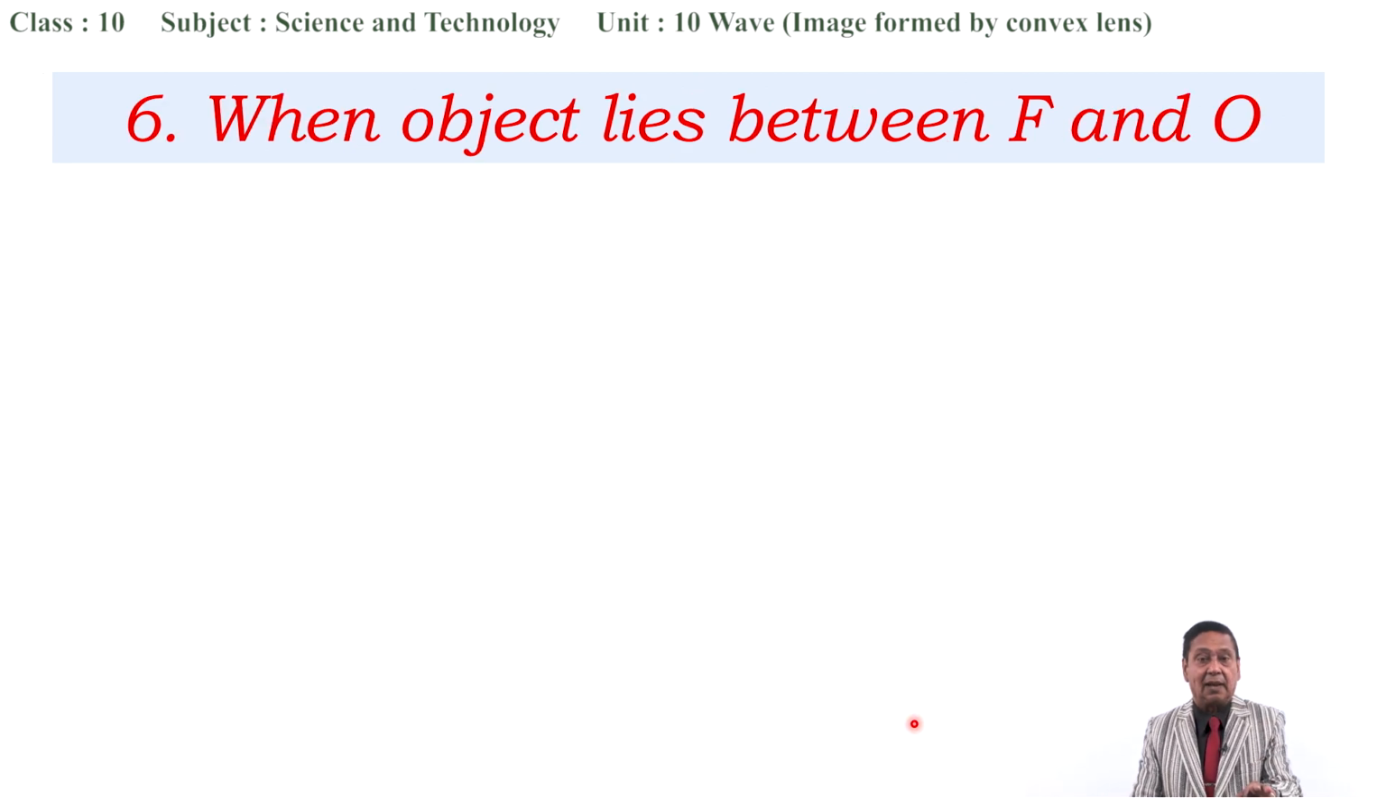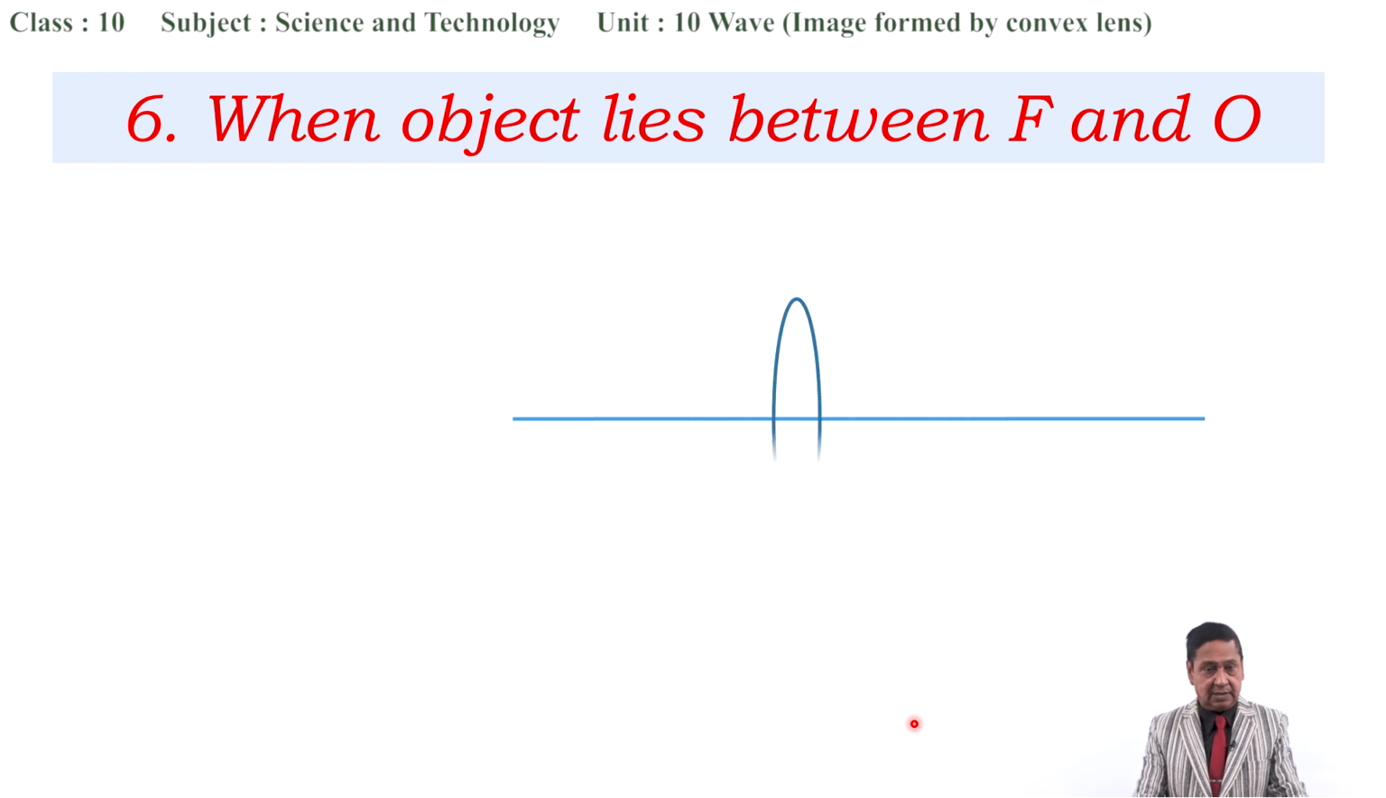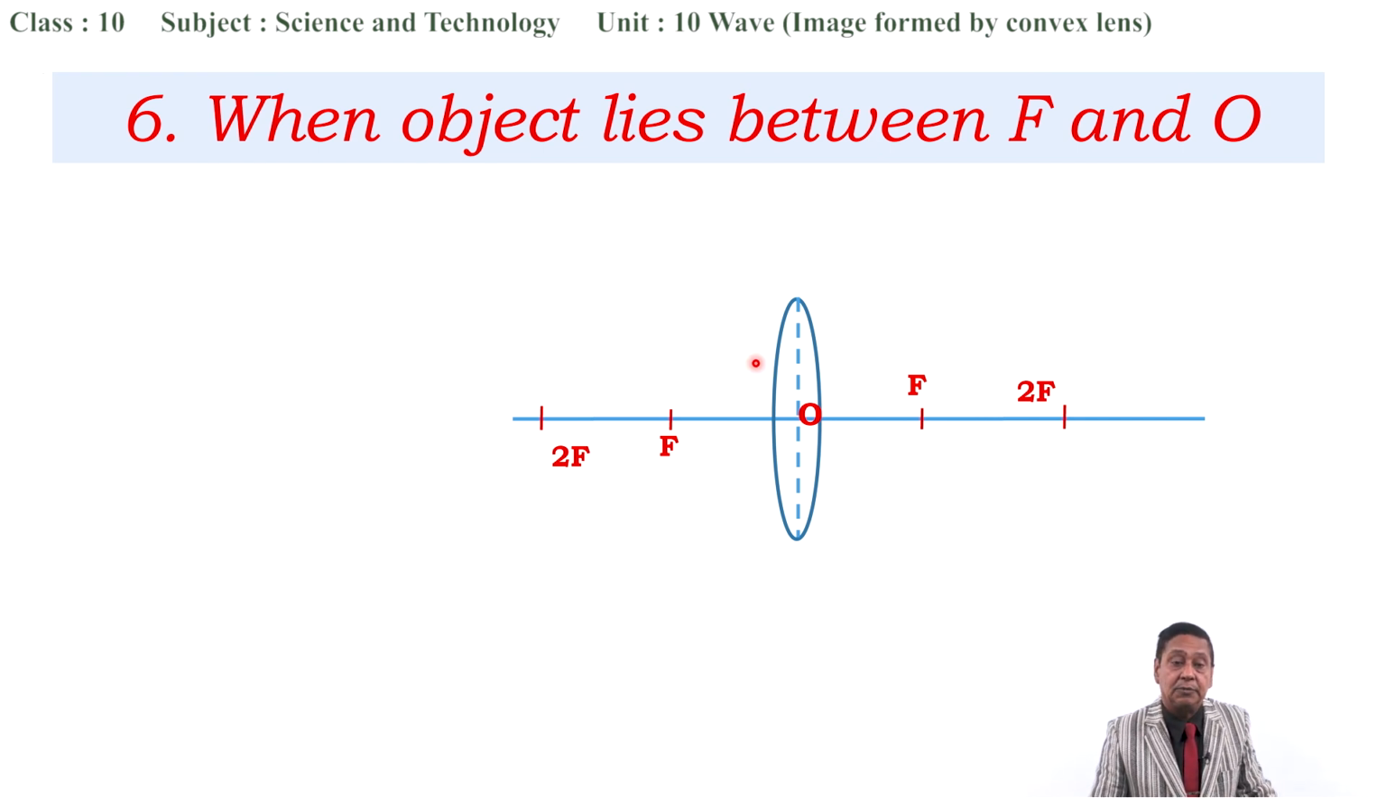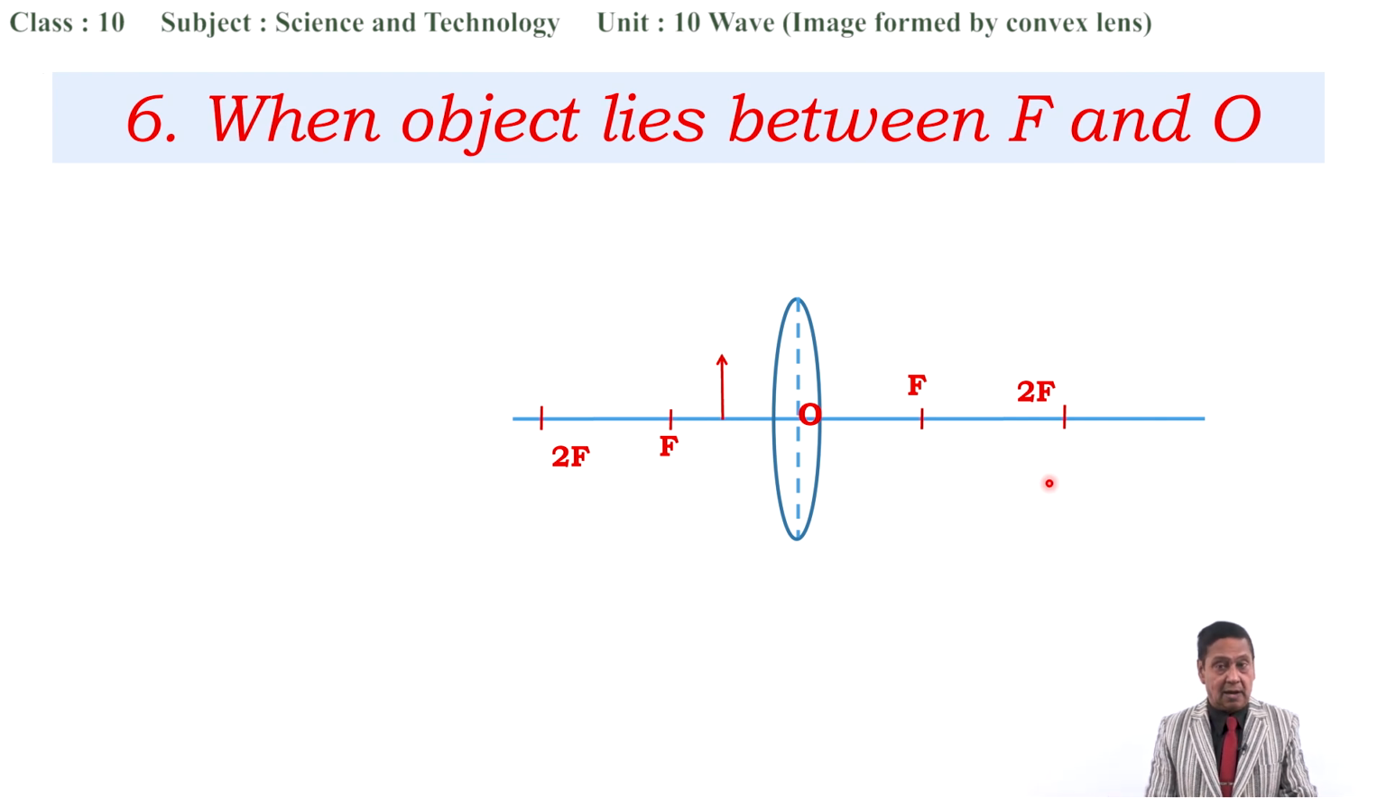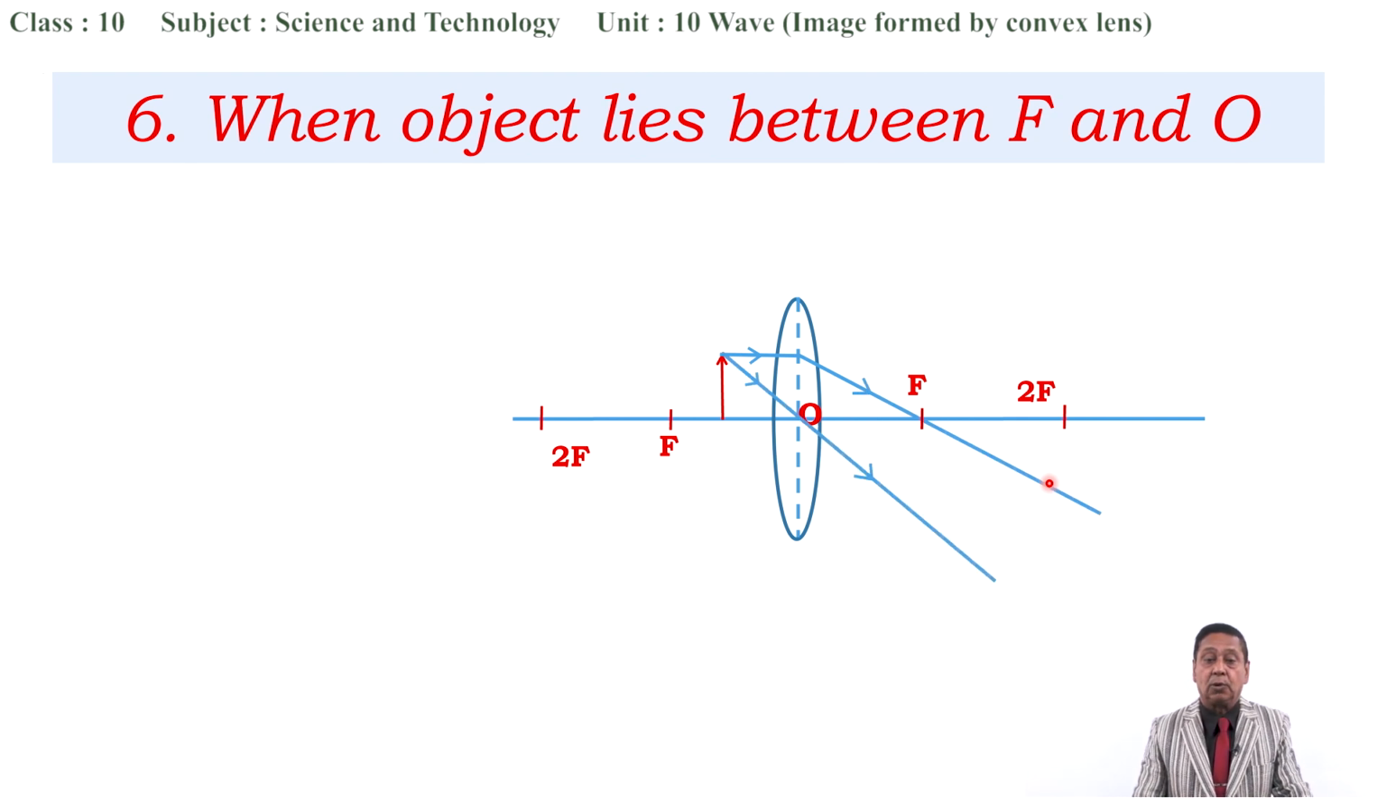Okay, let's have the last, I mean to say the sixth condition. When the object lies between F and O: principal axis, lens, bisector line, optical center, focus, 2f, isn't it? Till this everything is same. Now our object is in between optical center and focus, somewhere here. Now we are using the rule. A ray of light coming parallel to the principal axis passes through focus. Another ray of light passing through optical center passes straight without deviation. But we have a problem now.